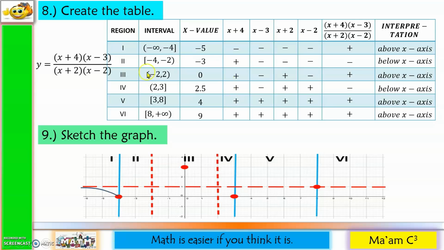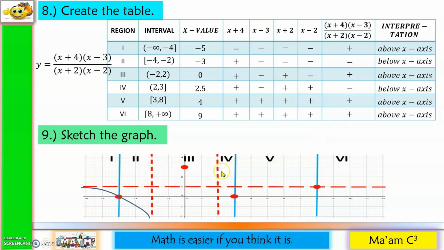Okay. Now, when it enters region 2, the graph should be below the x-axis. So below the x-axis is somewhere here. And I have here a vertical asymptote, so my graph will just get closer to that. Let's graph. For region 3, the graph should be above the x-axis.